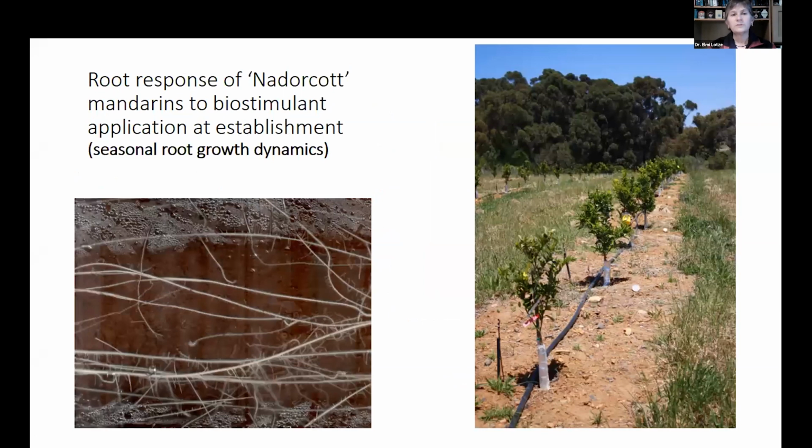Moving on to citrus, we looked at the root response of Nadorkut mandarins to biostimulant application, different biostimulants, but in this case, we also wanted to see how the roots reacted. We looked at the seasonal growth dynamics. So again, now we start to also look at how the whole root performs and not only the white root tip. Here you can see what the roots look like. Typically what happens if you start too early, you find that moisture can accumulate against the tube. And once the tube is stabilized or is well established in the soil, then you don't see this problem.